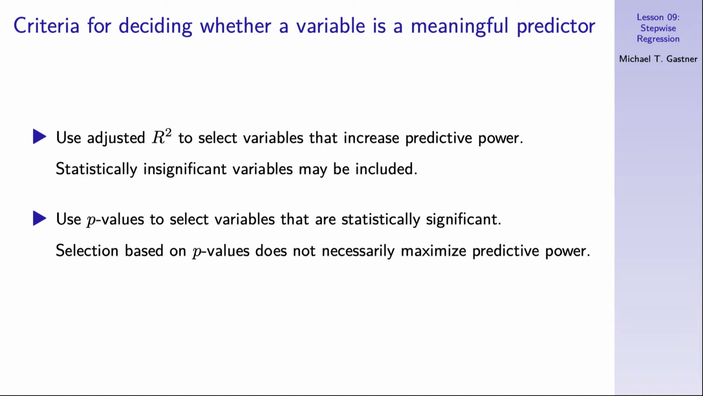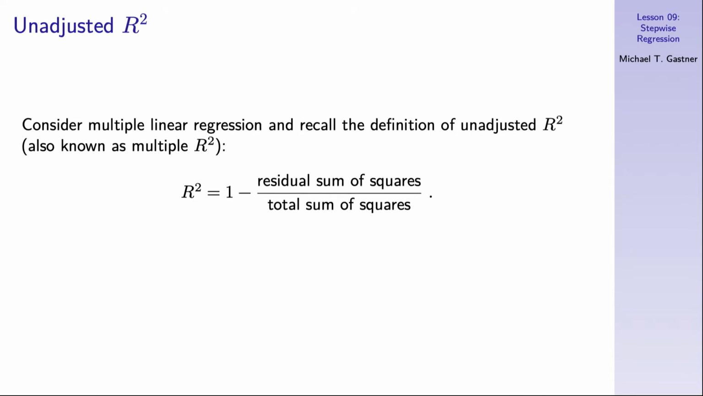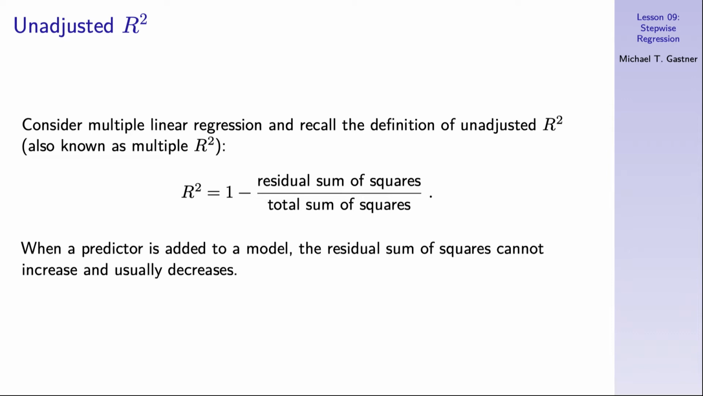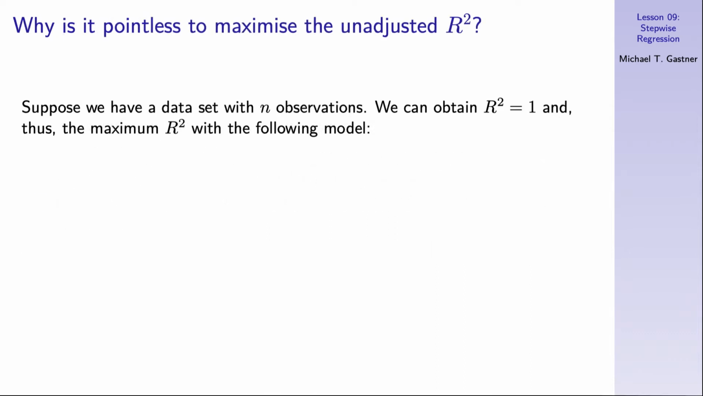Let us discuss model selection based on the adjusted R-squared in more detail. To understand the purpose of the adjusted R-squared, please recall that the unadjusted R-squared in multiple regression is defined as 1 minus the ratio of the residual sum of squares to the total sum of squares. When a predictor is added to a model, the residual sum of squares cannot increase and usually decreases. Consequently, it is pointless to maximize the unadjusted R-squared.